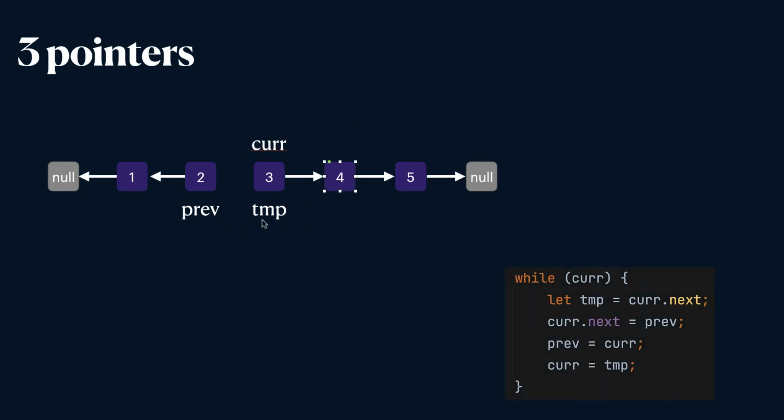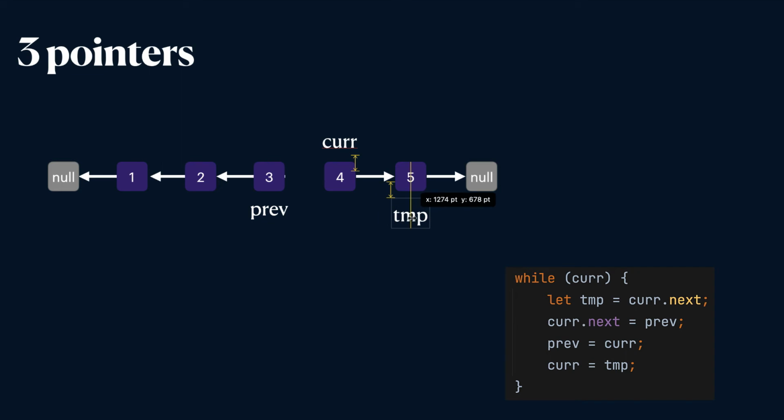We save this node into temp. It will be current next. So temp equals current next. And then we change the reference to our previous element, to prev. Now we'll update the prev, so it equals current. Now we'll update current, so it equals temp. And the new iteration starts.